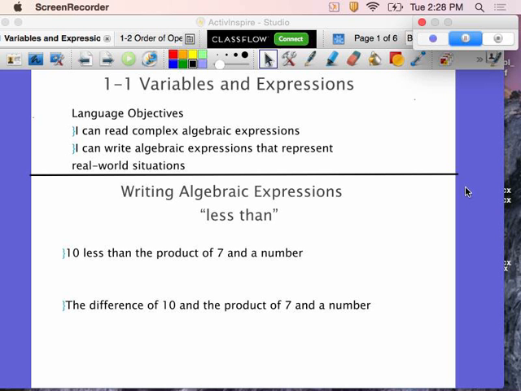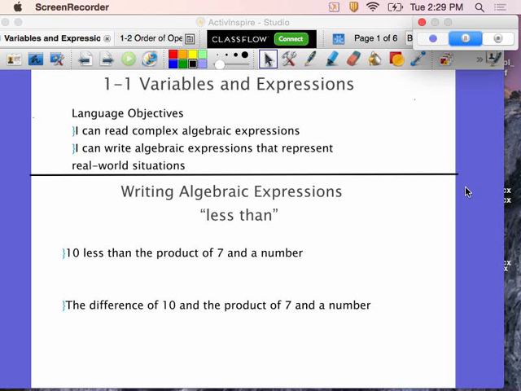So we're going to start with variables and expressions. Our language objectives for today are reading complex algebraic expressions and writing complex algebraic expressions. And then also writing algebraic expressions that represent real-world situations. We're going to start with talking about two major points of confusion or things that will mix you up.